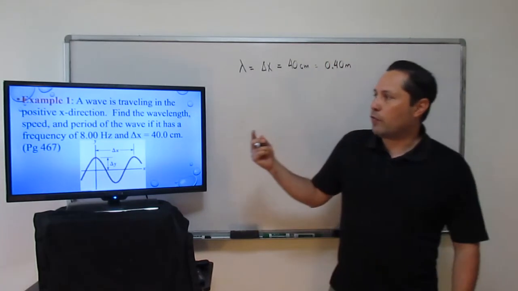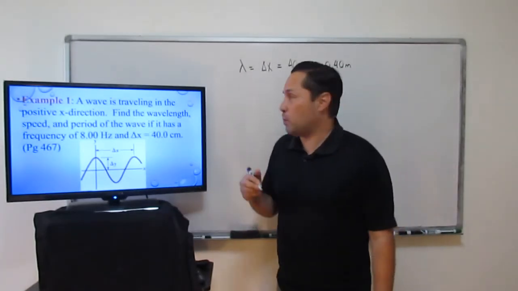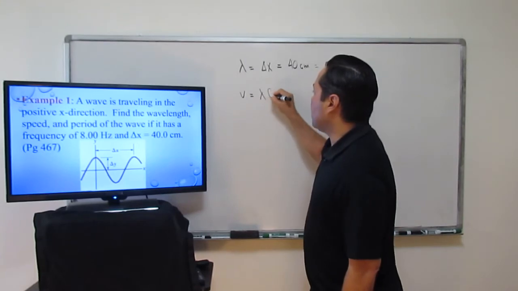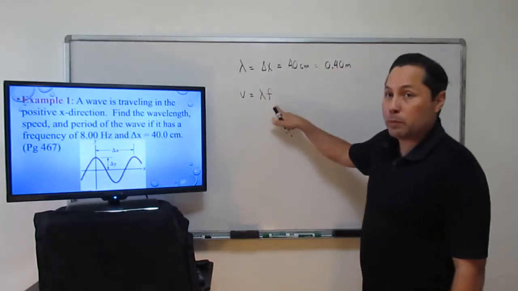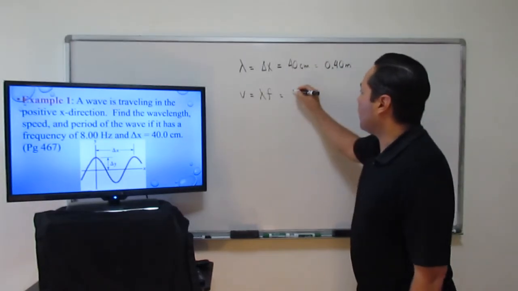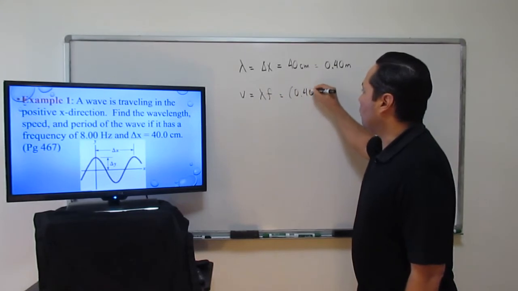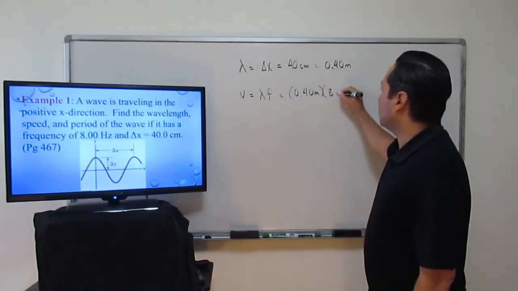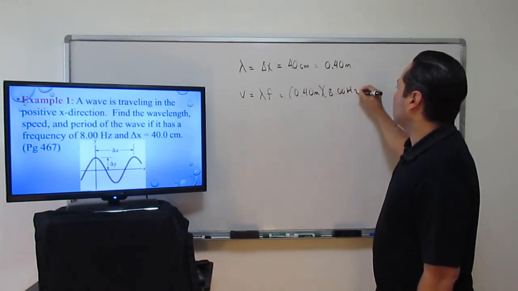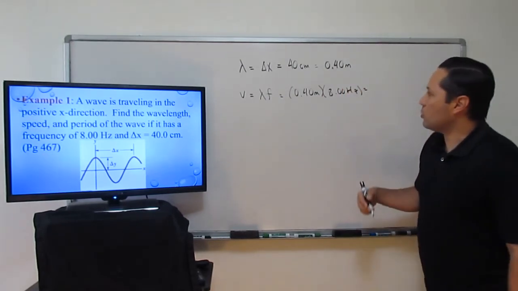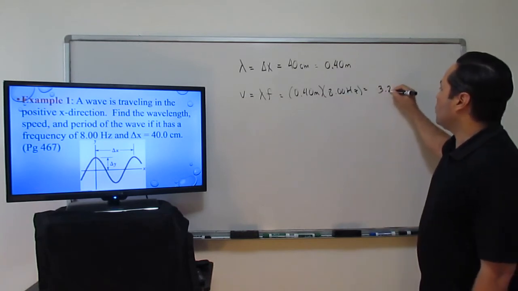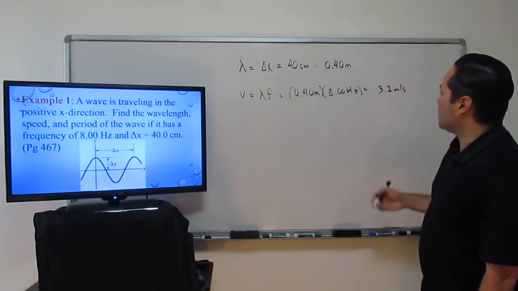Next, they asked us to find the speed of the wave. For the speed, we're going to solve it this way. It's going to be lambda multiplied times the frequency. So the wavelength multiplied times the frequency. The wavelength is 0.40 meters, and the frequency is 8 hertz. We multiply both of these and we end up with 3.2 meters per second.